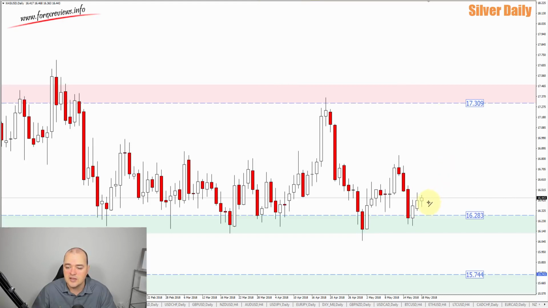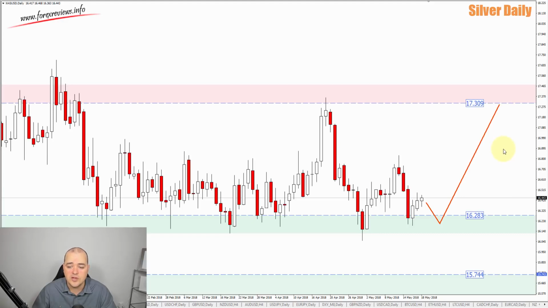And so my bias is that on tests of this zone, this is a great area on this market to look for bullish evidence and a potential bullish opportunity in this area and a potential move to the upside. Potentially a move all the way up to this previous high area, looking left, or potentially a move all the way up to the 1730 zone area to the upside.